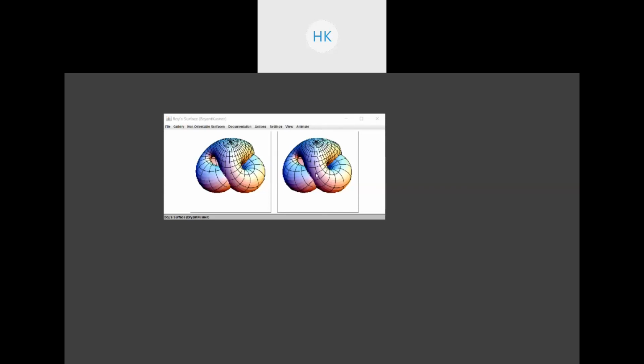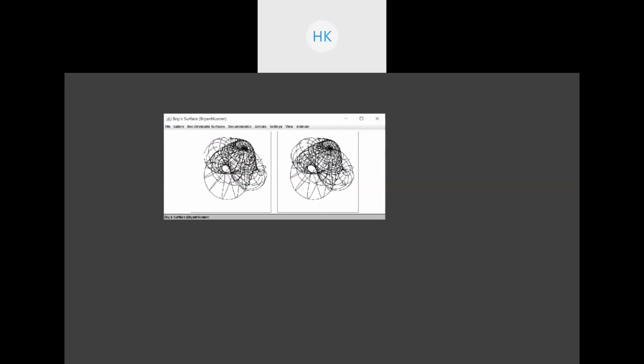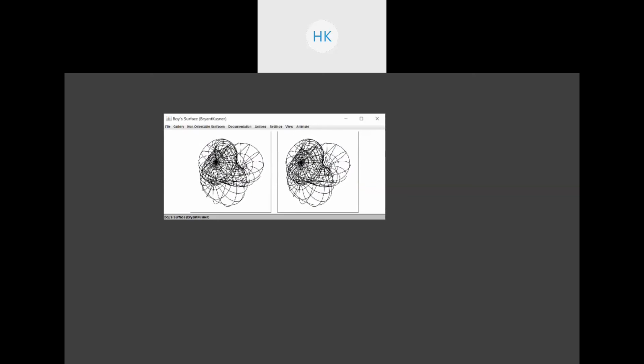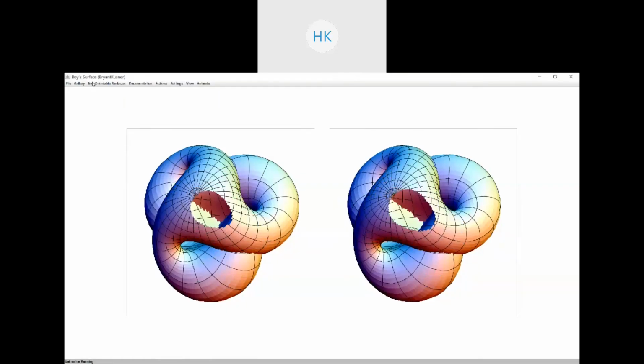For those who can see, converge the images and observe in 3D, I am moving it right now. If you're able to observe, this surface must be in 3D right now. Okay, I'll show another surface. Let's say this is a Mobius strip.